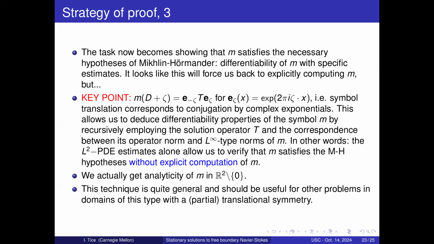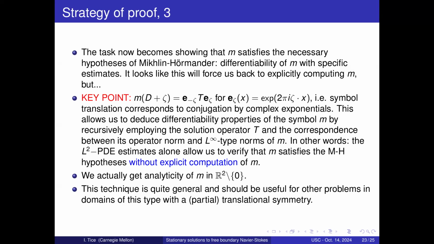Now, the problem is that Mikhlin-Hörmander says you need to know that the symbol is smooth, or at least some degree of differentiable, away from the origin and satisfies certain estimates. Typically, if you want to show that something is smooth and satisfies estimates, you need to be able to write that thing down. And this is precisely the problem here: we don't want to have to compute this, and in some sense, we don't really know how to compute it.